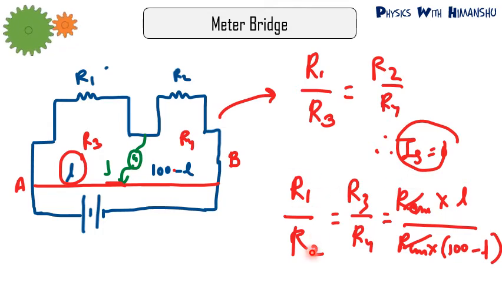R1 upon R2 will be L upon 100 minus L. So if you can see, in front of R1 there is L, in front of R2 there is 100 minus L.